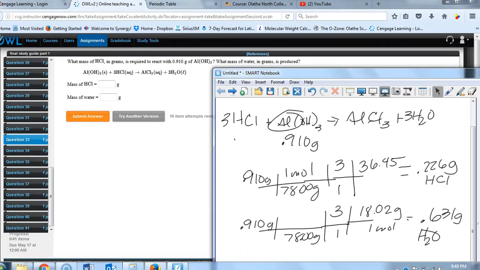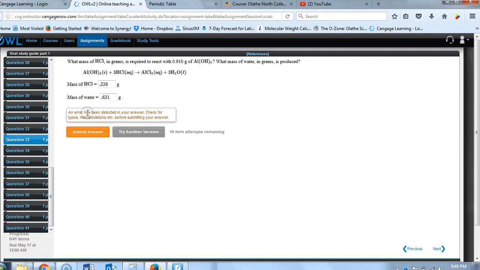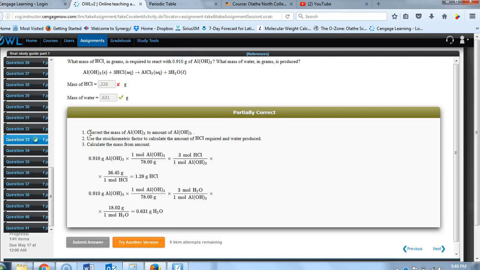So let's see what happens when we put those numbers in and if we're even close. We said that it was 0.226 and 0.631. Oh no. Well, I had 3 significant digits, so that should have been right. Let's see where I goofed. My hydrochloric acid was wrong. Should have had 1.28 grams.